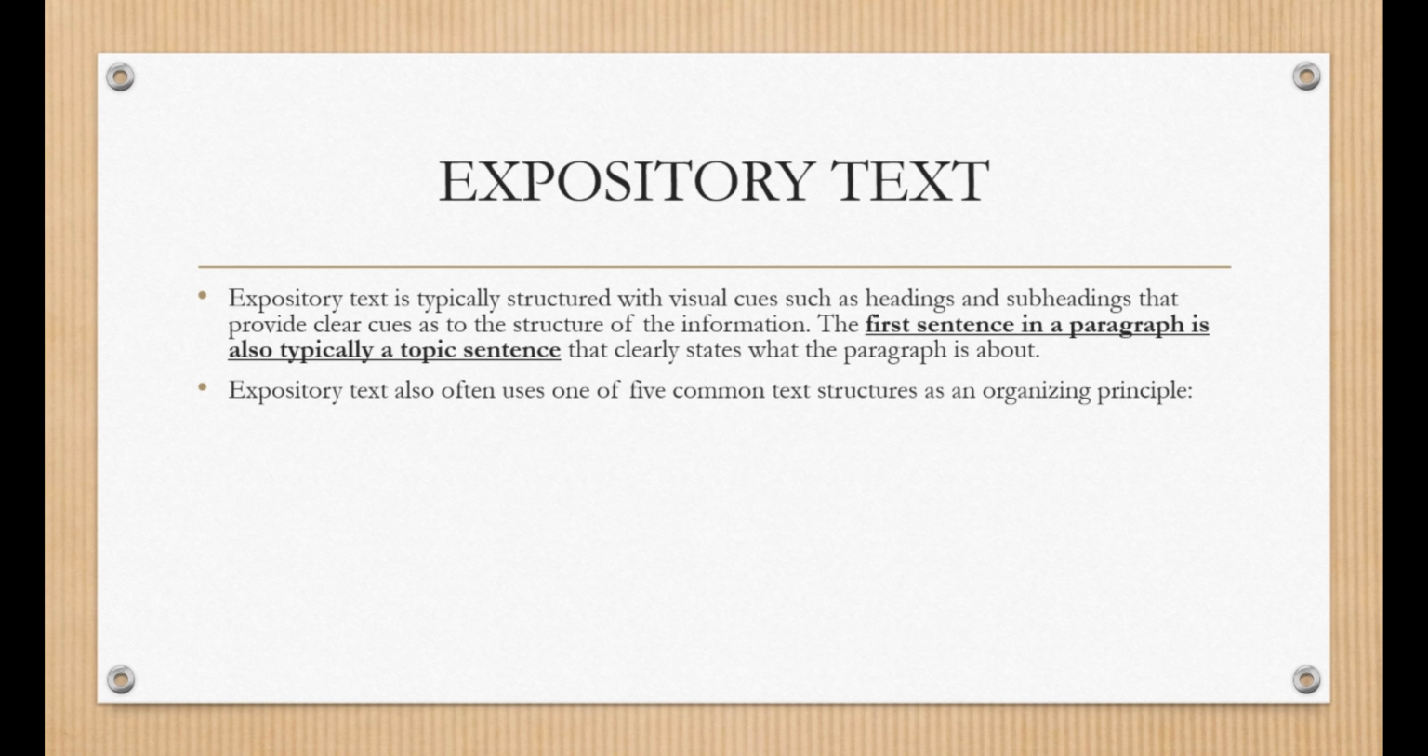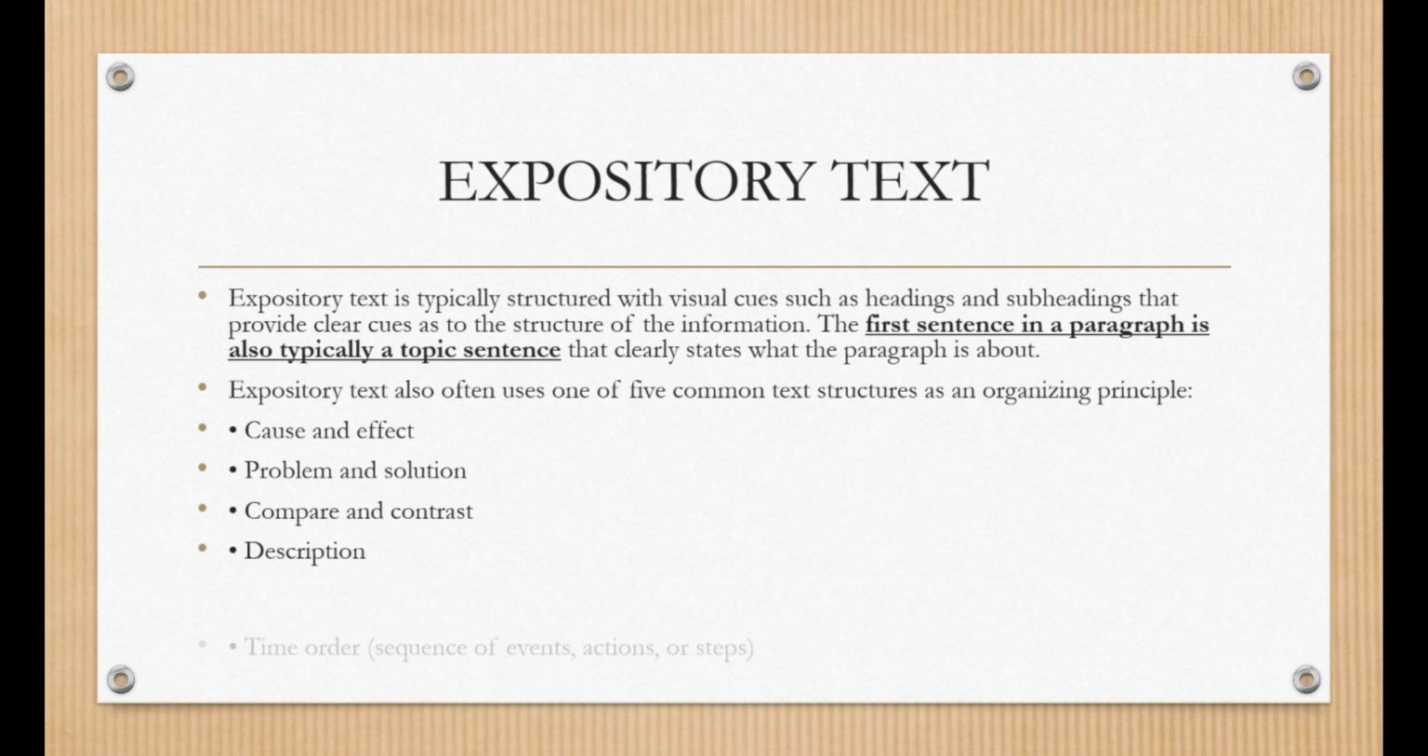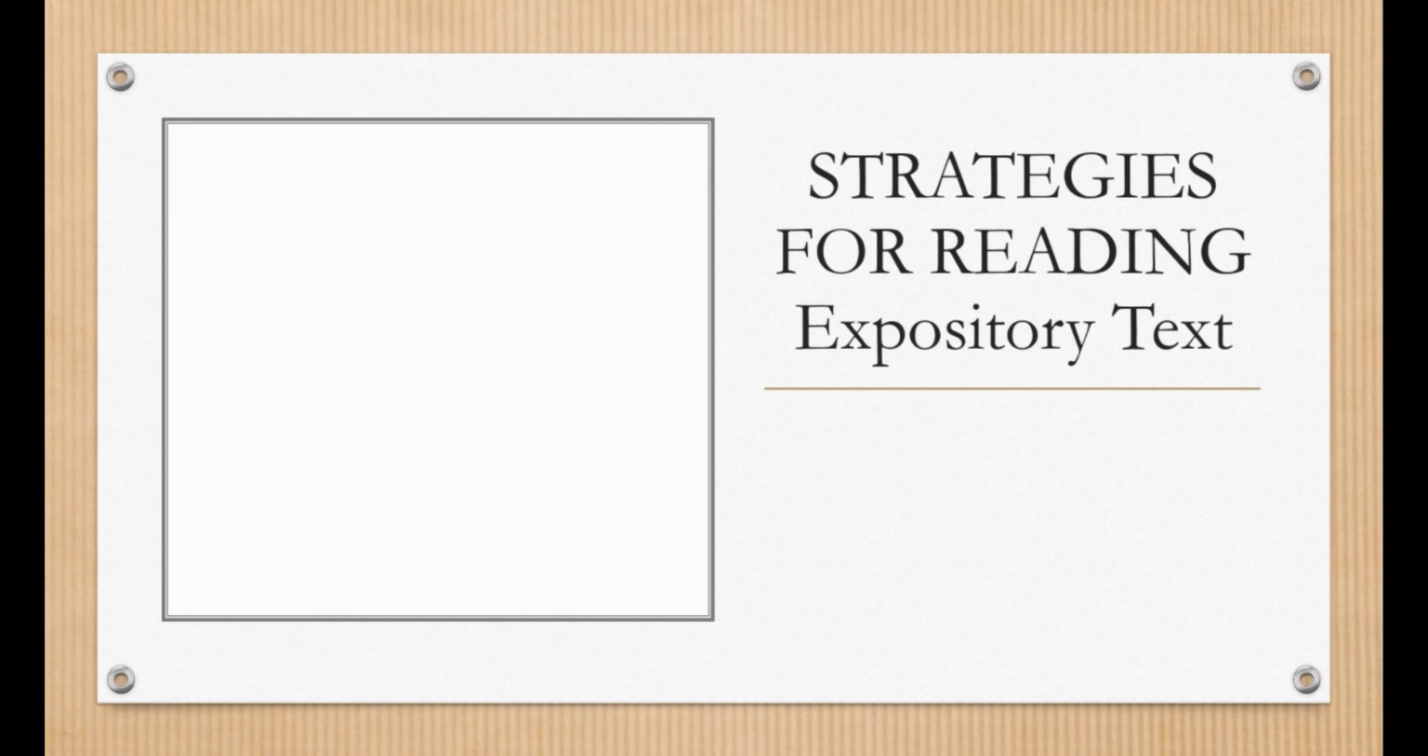Expository text also often uses one of the 5 common text structures as an organizing principle: cause and effect, problem and solution, compare and contrast, description, and sequence of events, actions or steps, or time order. Knowing the structures can help you recognize relationships between ideas and overall intent of the text.